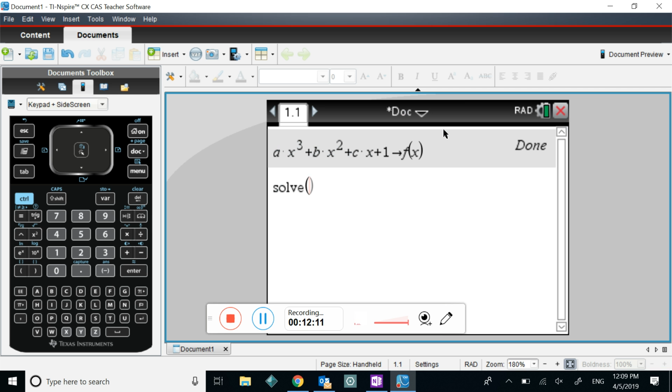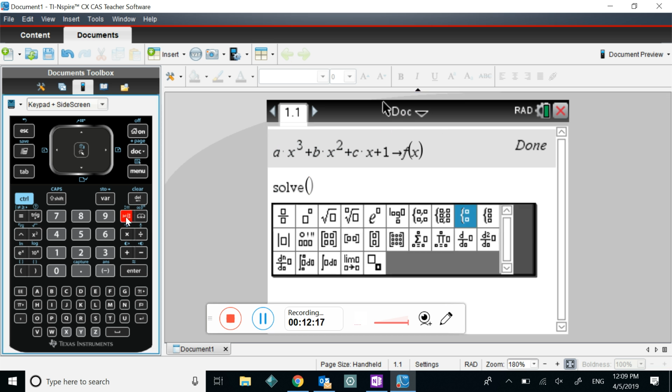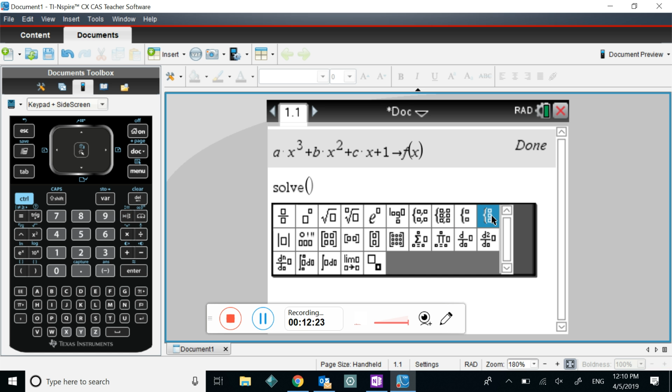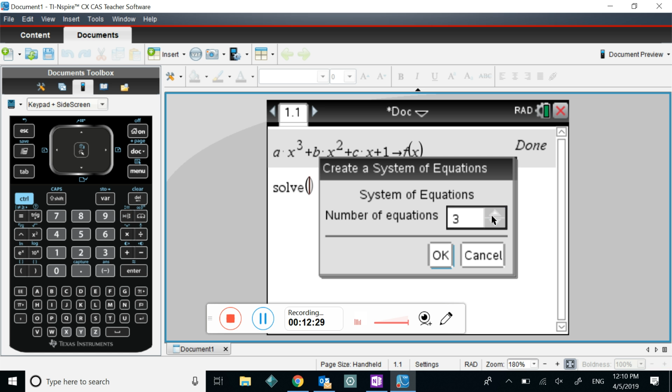Okay, so how many variables am I solving? Three. So I need to press the button on the right-hand side of 9 and find the first row, last one, this one. Click on that. And number of equations, 3. Okay, I need 3 equations.